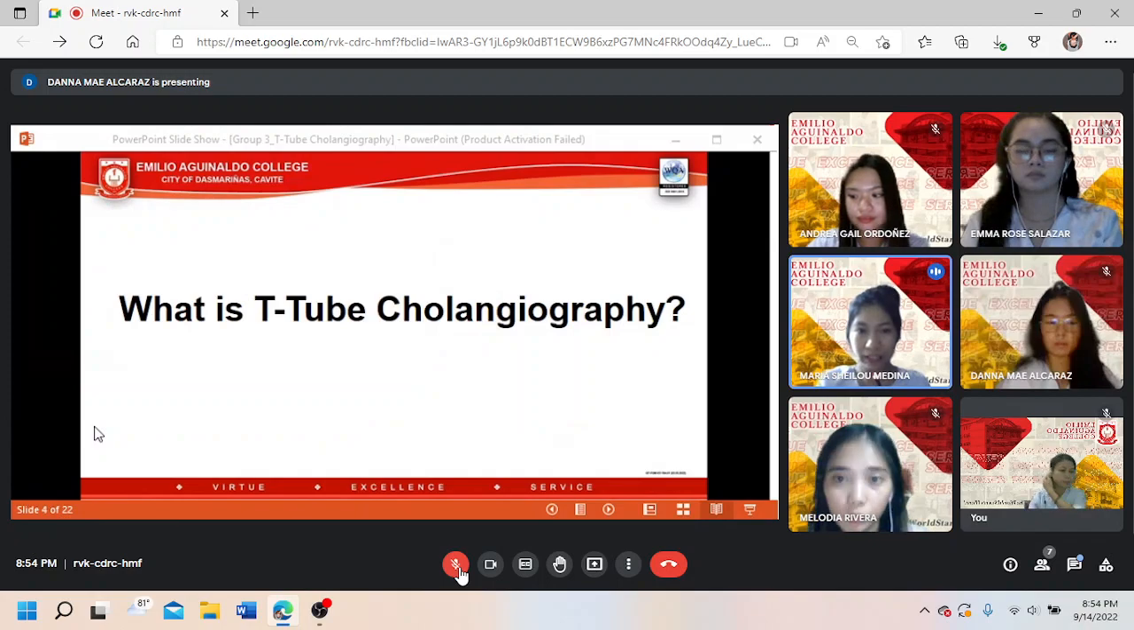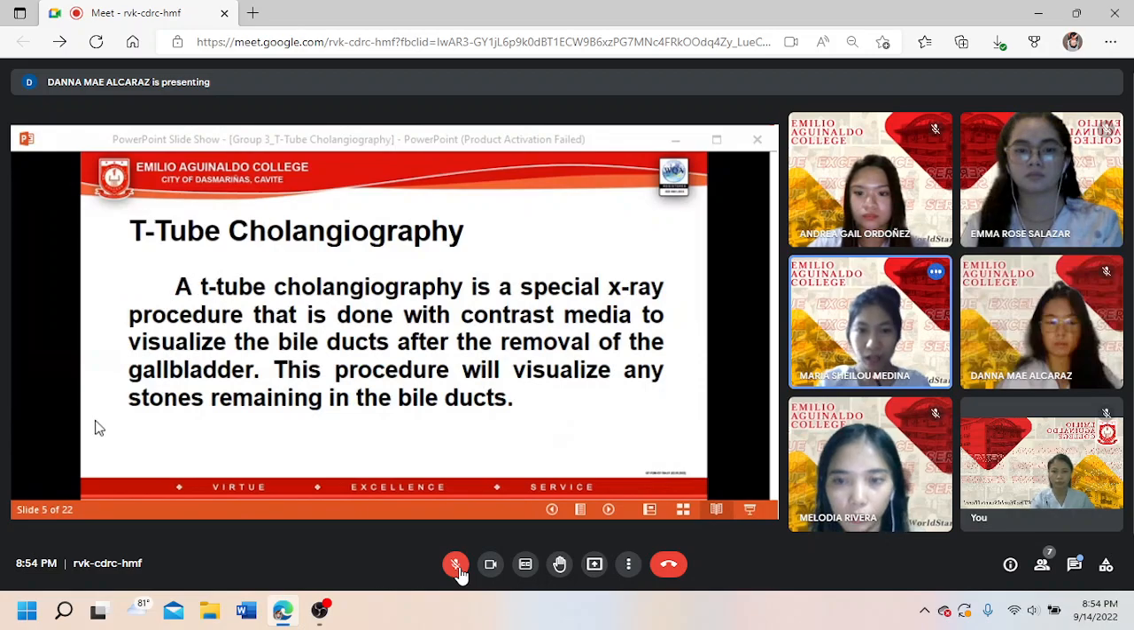So, what is T-tube cholangiography? Cholangiography is used to clearly view the position of bile ducts during a gallbladder removal or cholecystectomy, or to check and see if there are gallstones in the bile ducts. A cholangiogram is an imaging technique that uses a contrast dye that is injected into the bile ducts to view the ducts on X-ray.